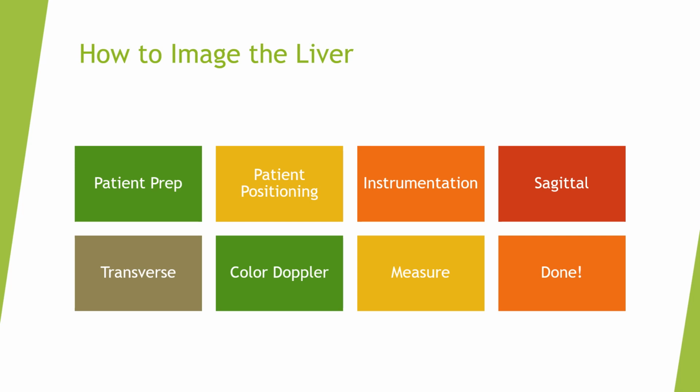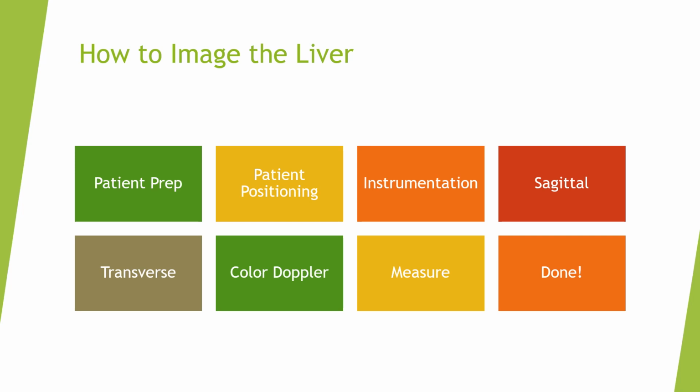So we want to talk about patient prep, which should be NPO for 6 to 8 hours. We don't want them to eat prior to their exam. Patient positioning, typically this is going to be supine, possibly with the head slightly elevated. For certain parts of the liver, you may find yourself rolling them left lateral decubitus to get a better image. Breathing is going to be very important. You may need your patient to take deep breaths and hold them in order to get good pictures of the liver.